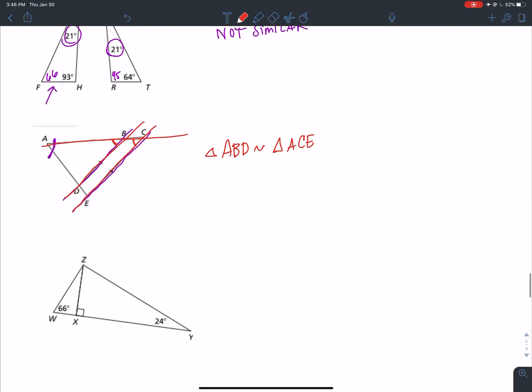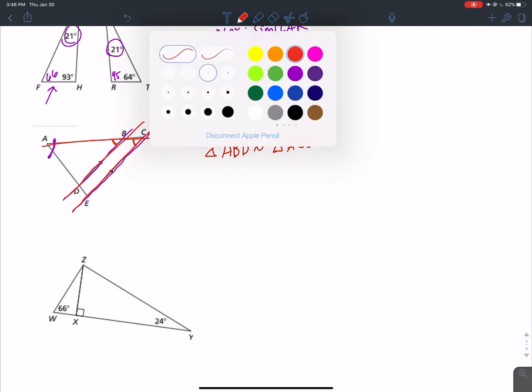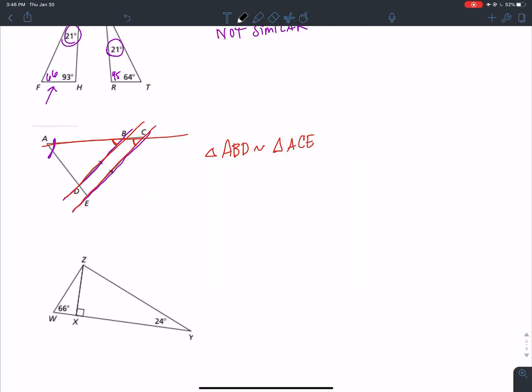All right, I have two triangles here. I'm going to draw the two different triangles. Triangle 1 is this one, WXZ, and has the 66. Let's go ahead and find the missing angle. So 180 minus 66 minus 90, and that gives me 24.